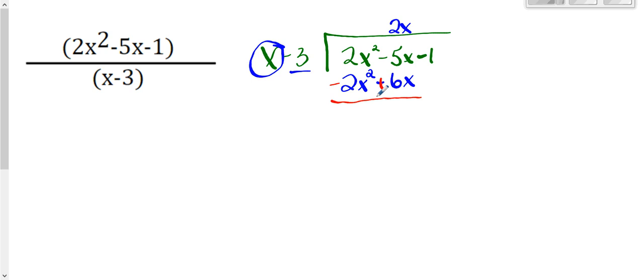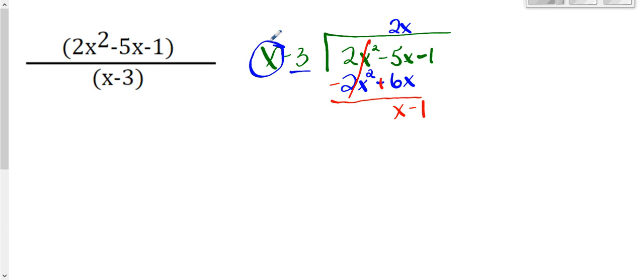So that helps us go ahead and change that. And now I can just add these together. So 2 minus 2 is 0. So this cancels, and negative 5 plus 6 is x. So now I just have x minus 1.